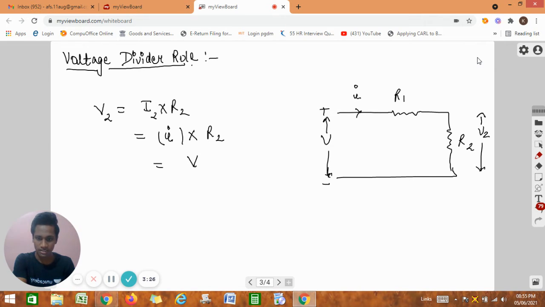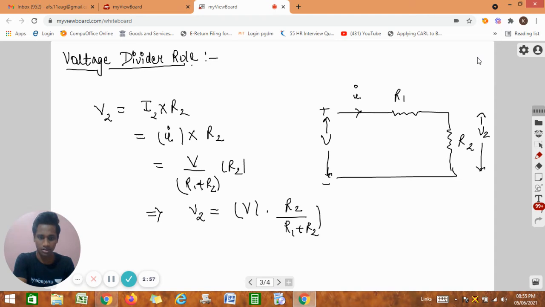V is the net voltage divided by R equivalent, because it is the resistance for the whole circuit. So R equivalent means R1 plus R2, right? So we get to know that the potential difference across any resistance which is in series with the other resistance is equal to the net voltage given to us times that resistance value divided by the net resistance, that is R1 plus R2. This is how to find the voltage of any given resistance in series.